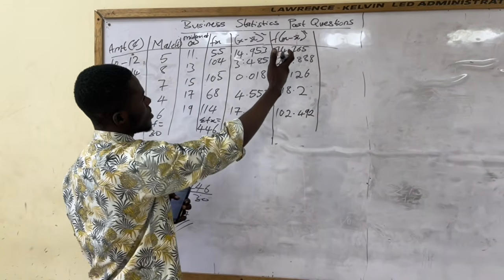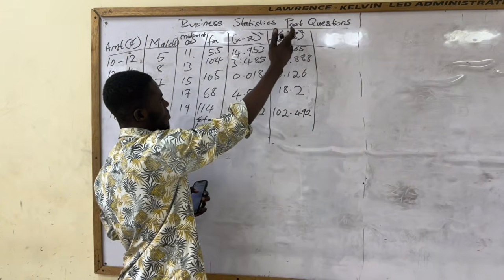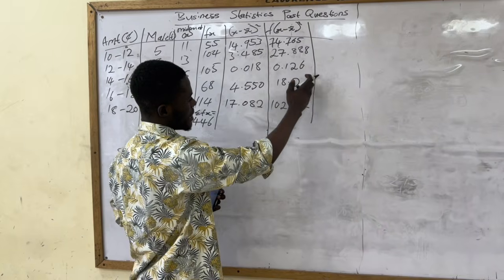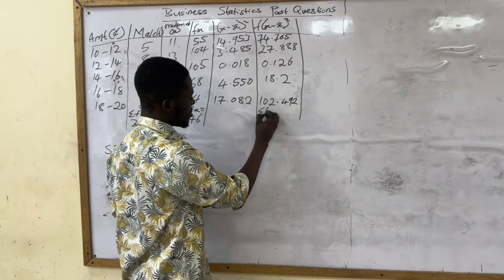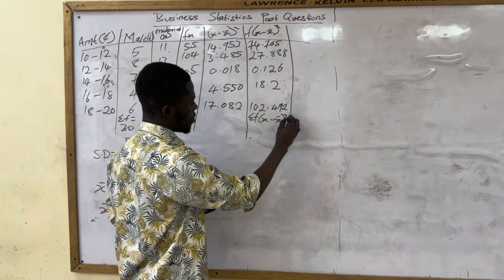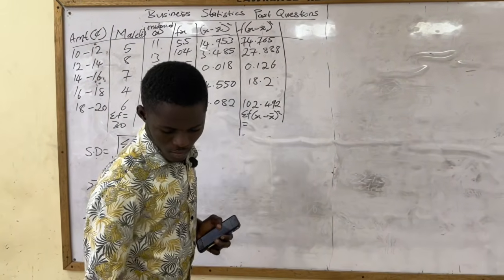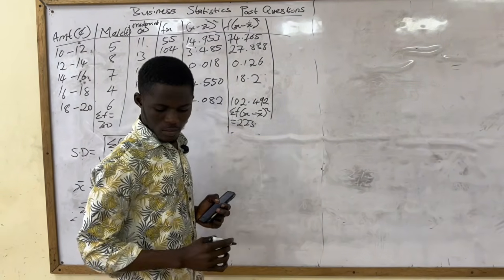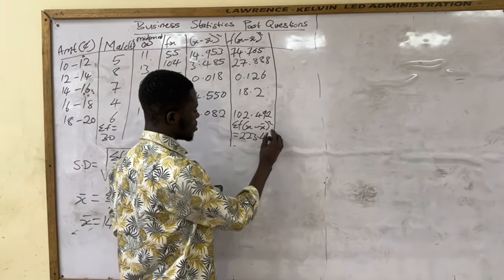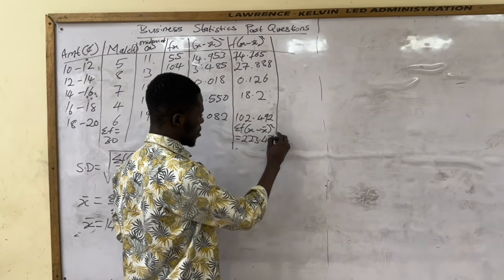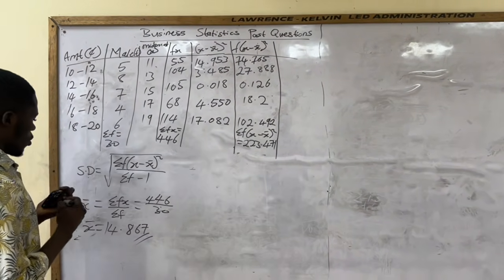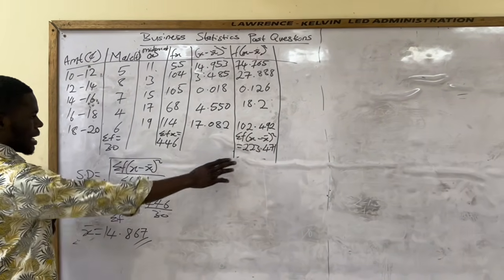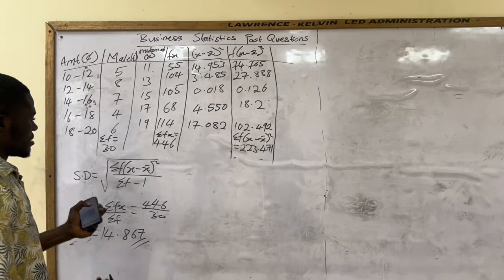Okay, yeah. So let's look at the sigma f multiplied by s minus mean all squared. So if we calculate this, and this plus this, we will get sigma f s minus mean all squared, which is 223.471. Okay, yeah. So we already know our sigma f, which is 30. So let's substitute them into the standard deviation formula.